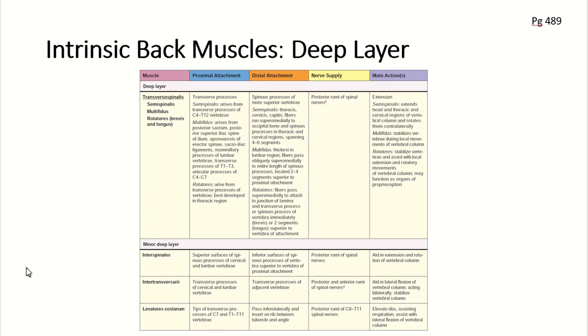Here's a wonderful summary slide on these intrinsic back muscles, especially those transversospinalis muscles that we talked about. And we don't really need to spend much time on the deep layer, but what you need to understand is that they're really there for extension movements, and they can work unilaterally, but that's what will get us that lateral flexion.